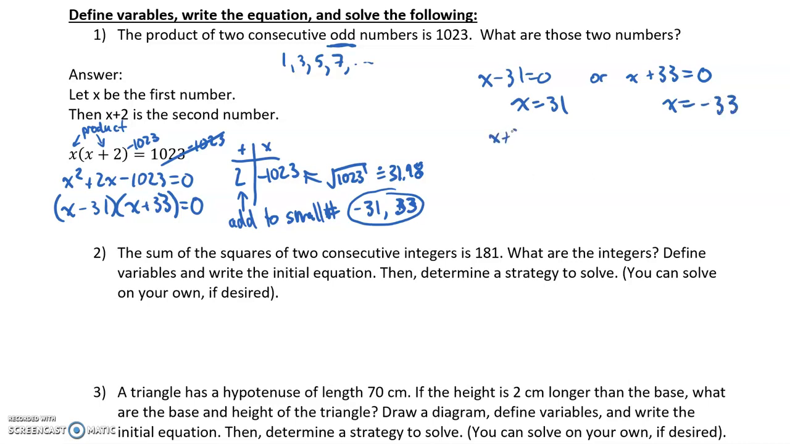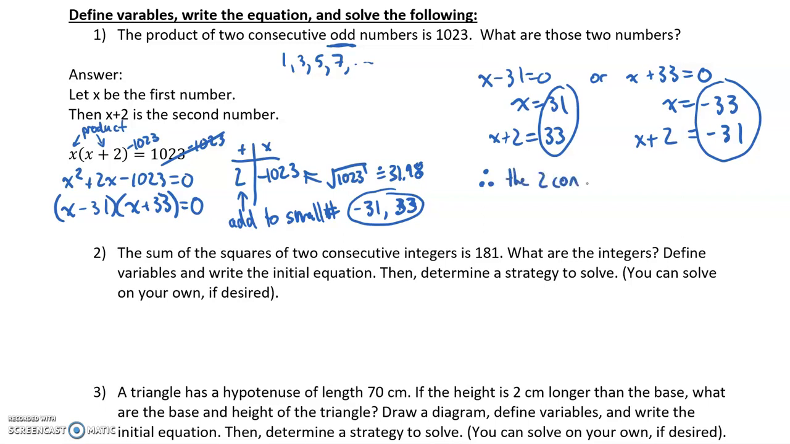Well, that means that x plus 2, the next consecutive number in the first case is 33, because if we add 2 to 31, we get 33. And if we add 2 to negative 33, we get negative 31. Well, there are actually two solutions for these two consecutive odd numbers. And so those numbers are 31 and 33, or negative 33 and negative 31. And so we should conclude incorporating both of those solutions. Therefore, the two consecutive odd numbers are 31 and 33, or negative 33 and negative 31.